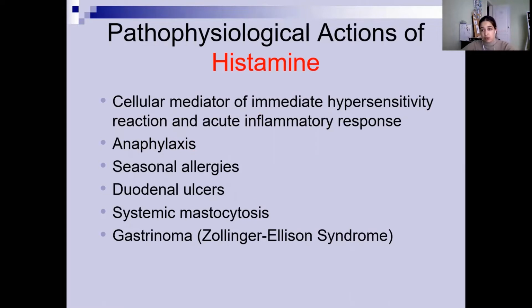And pathophysiological actions of histamine, the cellular mediator of immediate hypersensitivity reaction and acute inflammatory response. Anaphylaxis, it causes seasonal allergies, duodenal ulcers. It can be because, why? Because it stimulates the secretion of HCl, more risks of ulcers, systemic mastocytosis, and gastrinoma. Sorry.